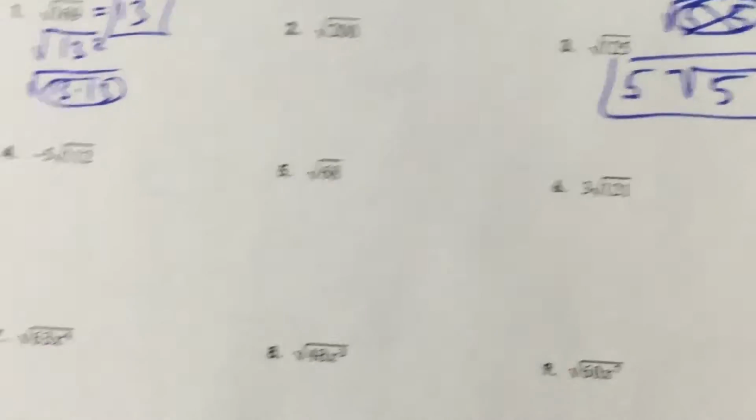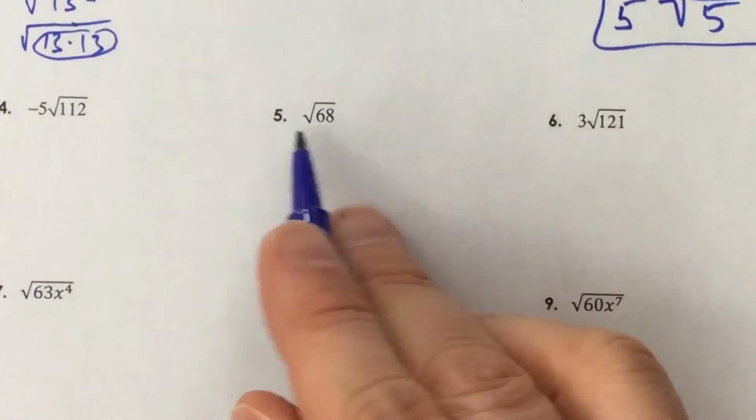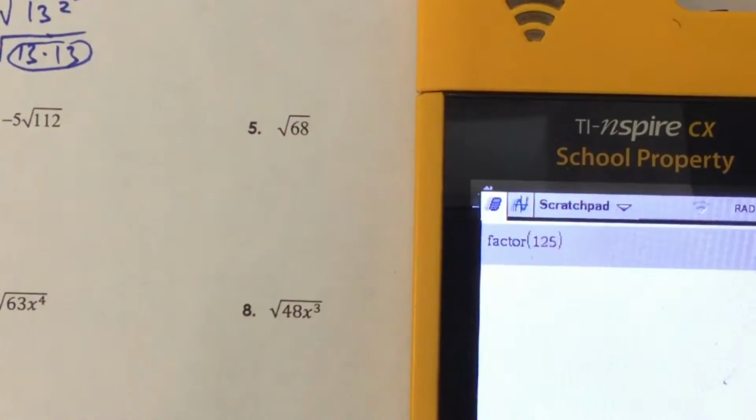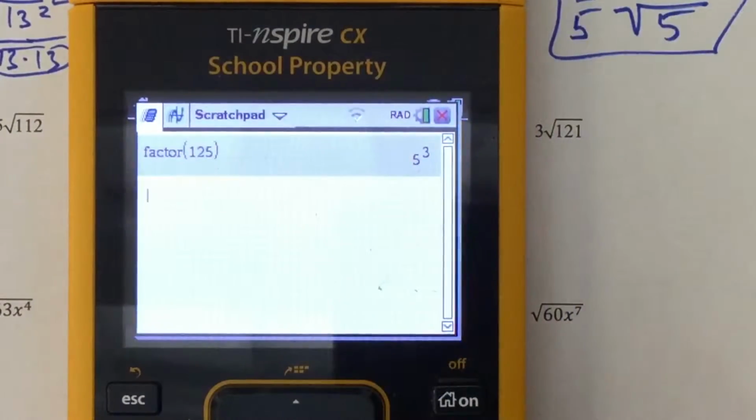Let's take a look at number 5. We have all these 5s going on here. Number 5, we have the square root of 68. I'm going to go to menu 2 3. Menu 2 3, and I get my factor screen.